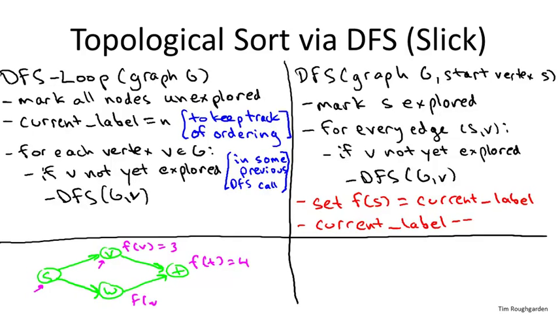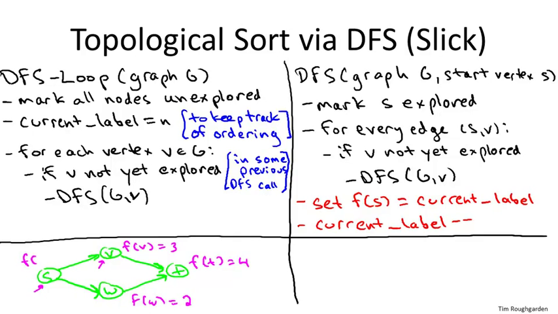From S, there's 2 arcs to explore. The one with V we've already seen, so nothing's going to happen with the arc SV. But on the other hand, the arc SW will cause us to recursively call DFS on W. From W, we try to look at the arc from W to T, but we've already been to T, so we don't do anything. That finishes up with W. So depth first search then finishes up at the vertex W. W gets the assignment of the current label. So f of W equals 2. We decrement current label. Now its value is 1.